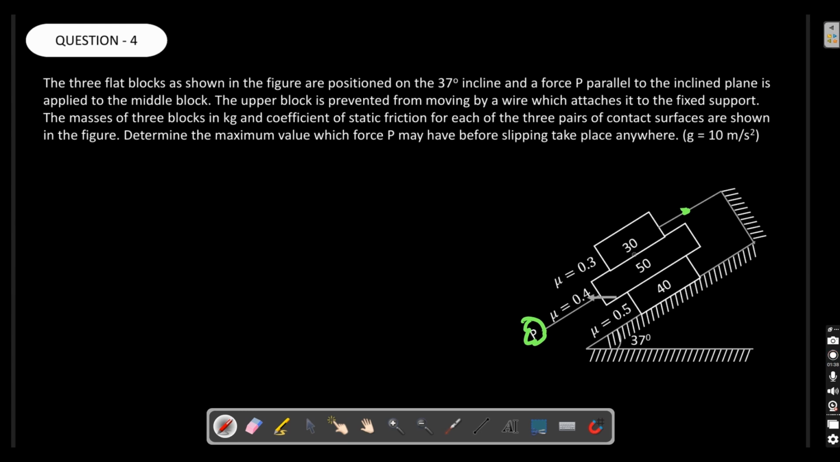Let's say in this particular case that slipping is happening here and here. First of all, let's try to find the friction forces everywhere. Here you'll have mu mg cos 37, so this will be 72. Here you will have F2, that will be mu again, 0.4 mg, 80 into 10 into cos 37. So this will be 256.